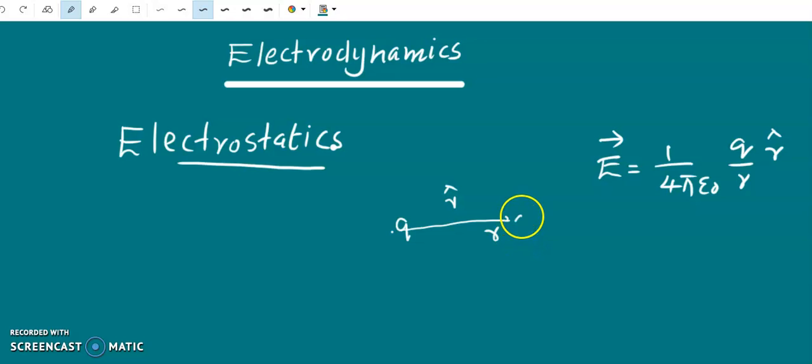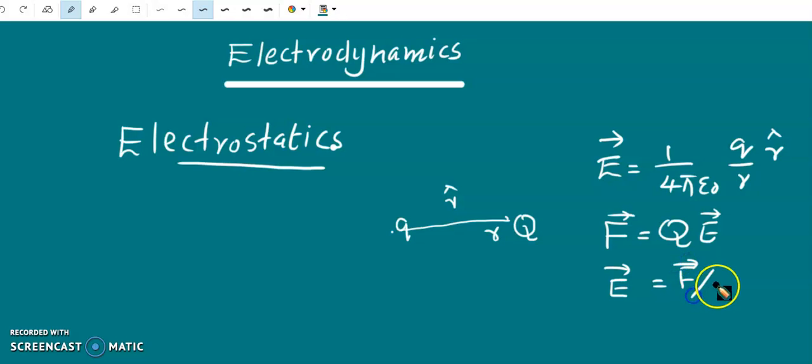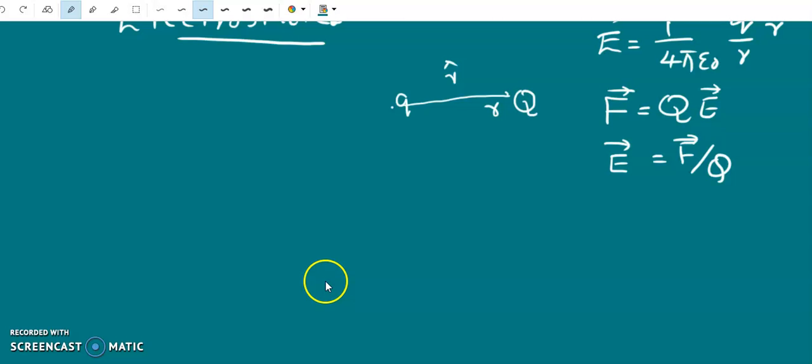So if we place another charge q over here, then the force experienced by the charge q is q times the electric field. Or we can write the electric field as force divided by q. So suppose we have placed a unit positive charge over here, then the force is E itself. So electric field intensity at a particular point is the force experienced by a unit positive charge placed at that point. So these are familiar to you.